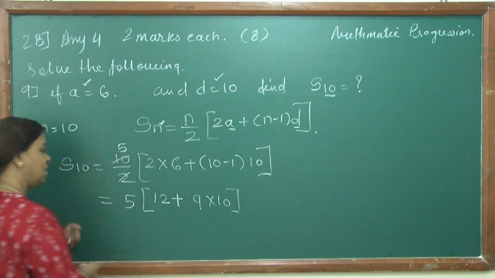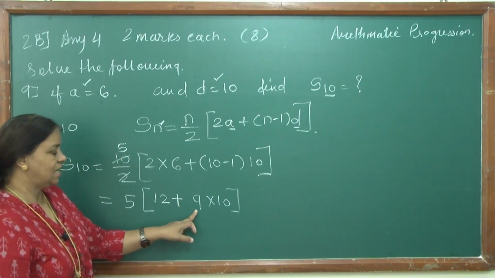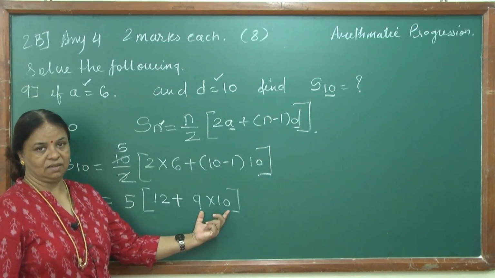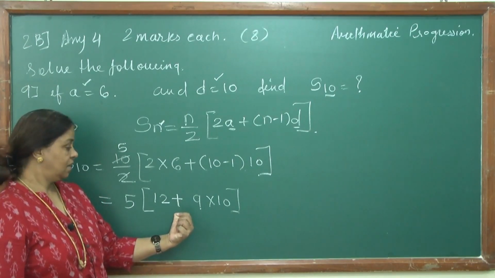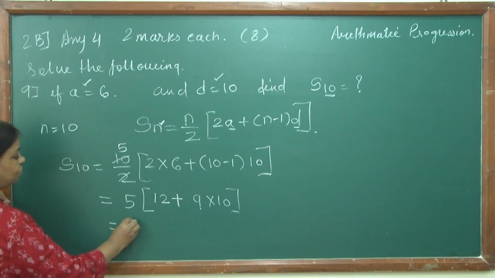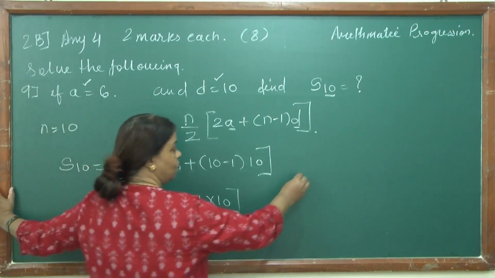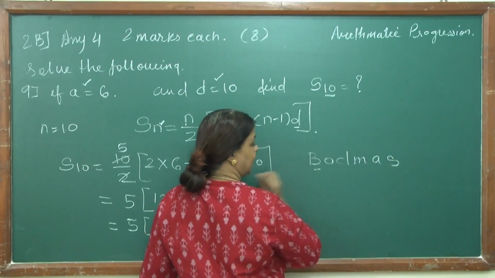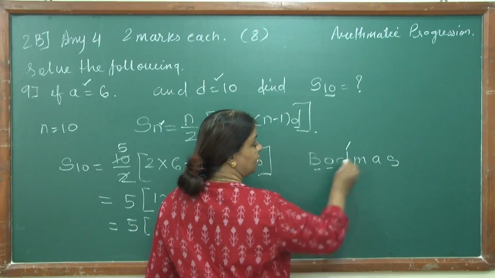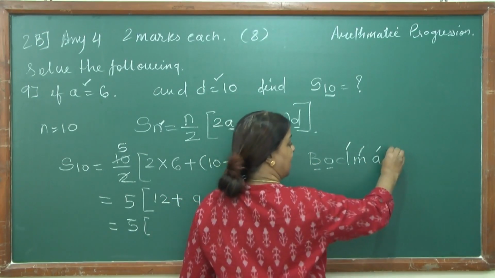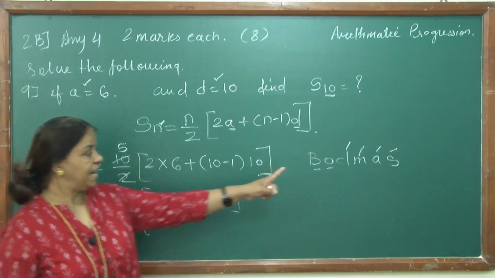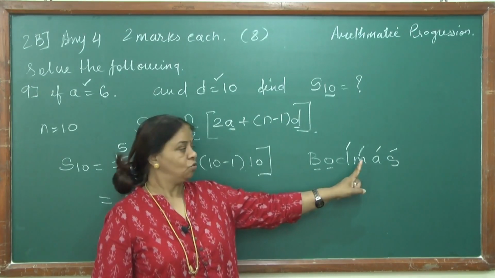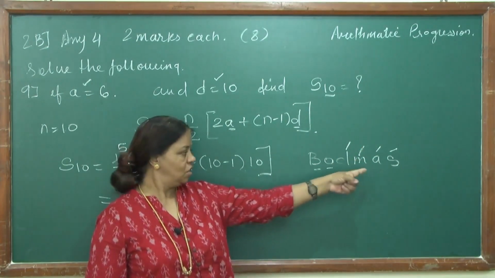Now see here, children make a mistake. First they do 12 plus 9. When plus or minus is there and multiplication is there, first you will be multiplying, and whatever you get, then you will be adding. Why is it like that? You know the BODMAS rule? First bracket, open, division, then multiplication, then addition, and then subtraction. So first multiplication, then addition, then subtraction. You have to follow this method.